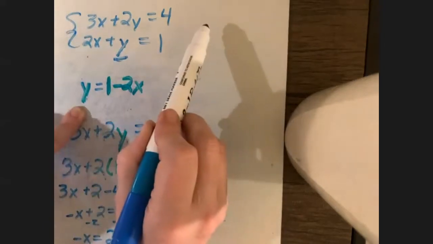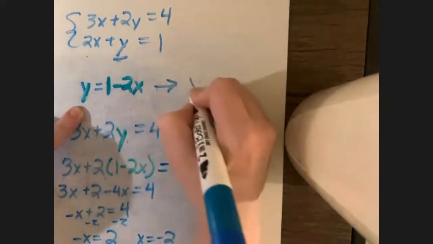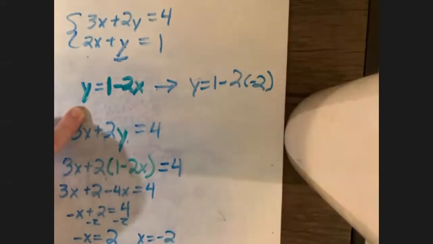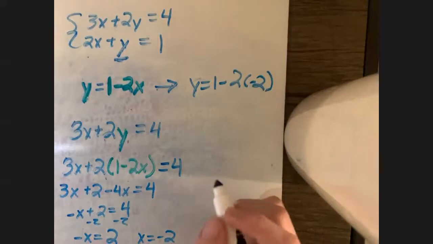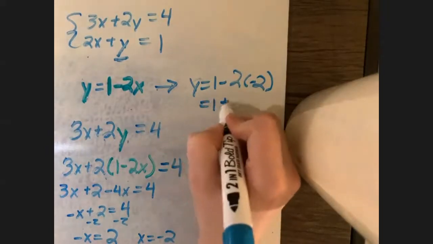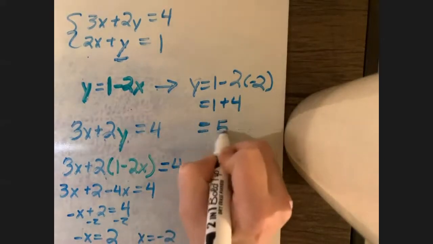If I plug it in up here, I'm going to have to do 3 times that, then move that over, and then finish. Even if I was plugging it in here, I've still got to do that multiplication and then push it to the other side. So I'm going to go back into this one. So I've got y equals 1, and then minus 2 times -2. So that's going to be 1 plus 4, and that's going to be 5.